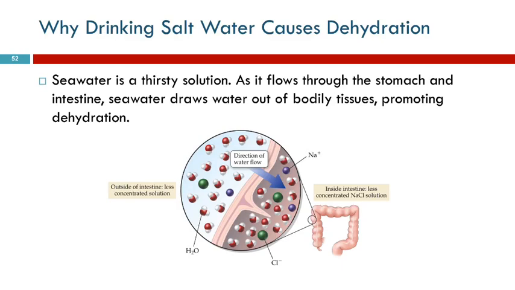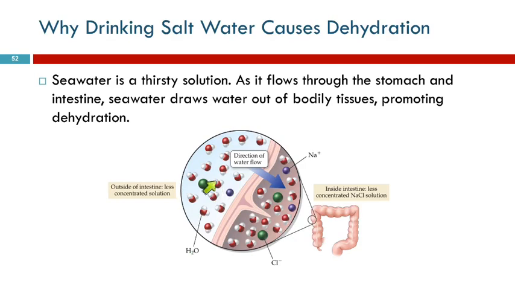Well, here's an example. If you're stranded in a boat in the ocean, you're going to get thirsty. Don't drink the ocean water. Not only does it taste terrible, but it's going to make you more dehydrated than if you don't drink anything due to osmosis. So here's an illustration of your intestinal wall.